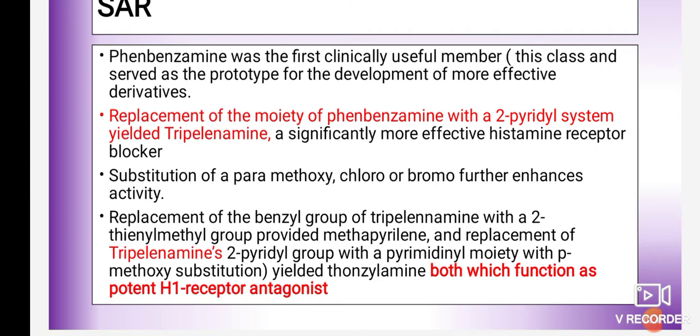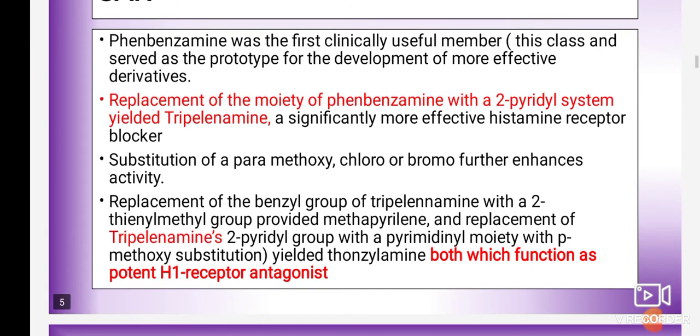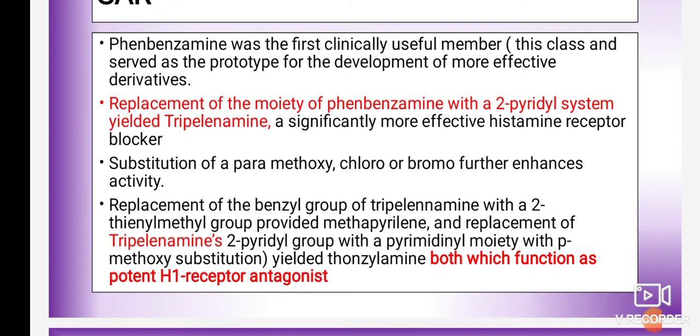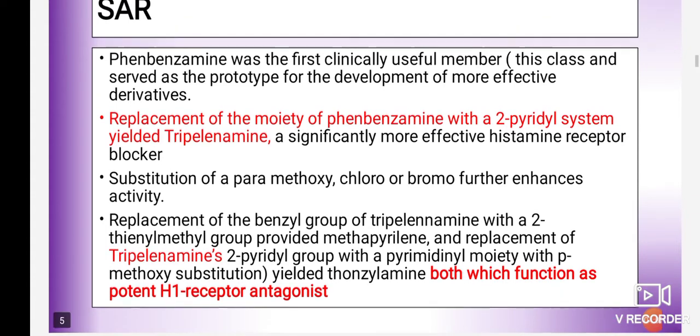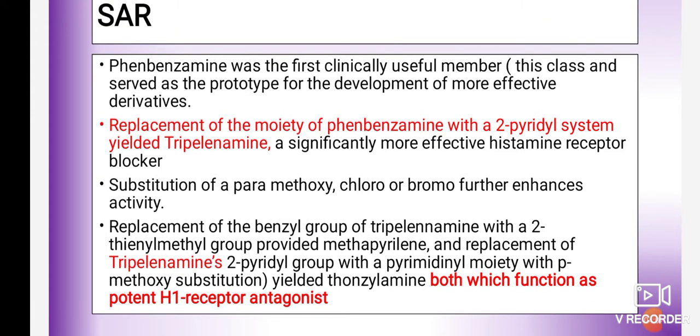Replacement of the phenyl moiety of phenbenzamine with a 2-pyridyl system yielded tripelennamine, a significantly more effective histamine receptor blocker. Antihistamine drugs have activity towards histamine receptors, mainly H1, H2, H3. We have seen the different receptors and their locations. Antihistamines are drugs that bind to the receptor and block it, so they must have affinity towards the histaminic receptor.